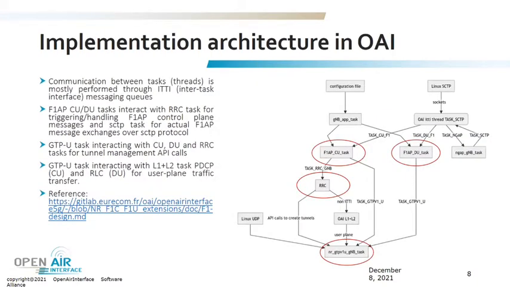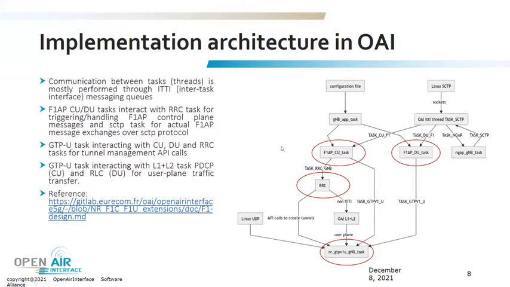Just to give you an overview of the implementation architecture in OpenAirInterface with respect to the F1 split, the CU-DU split. As you might know, the communication between different tasks, in other words threads, in OpenAirInterface is mostly performed through the inter-task interface messaging queues. So one task is sending these sort of ITTI messages to another task. And here we show how the tasks which are involved in the CU-DU split interact with each other.